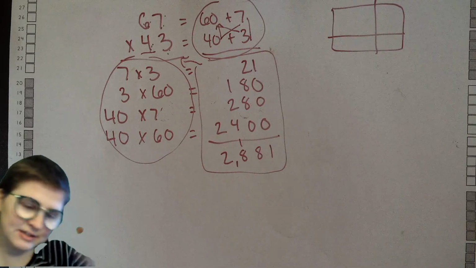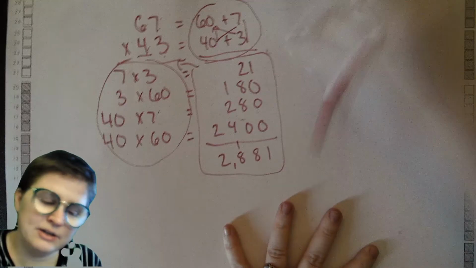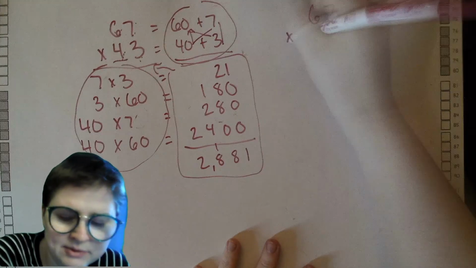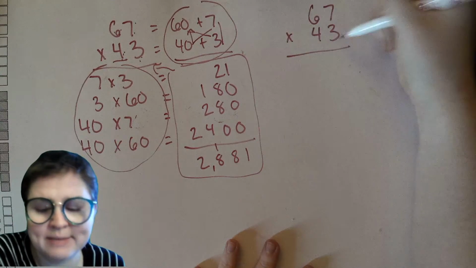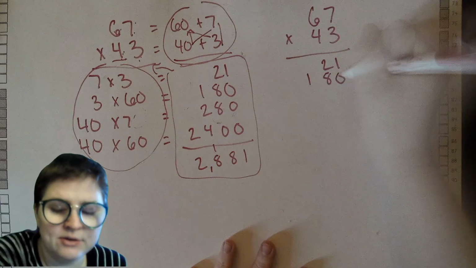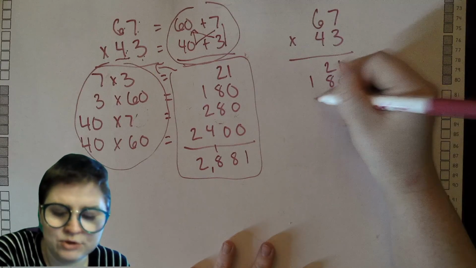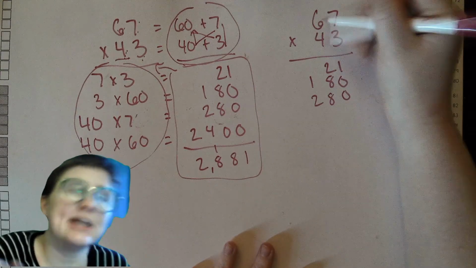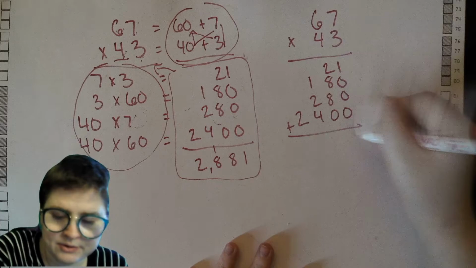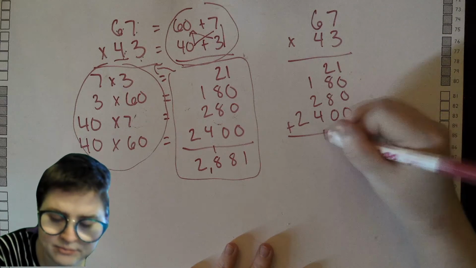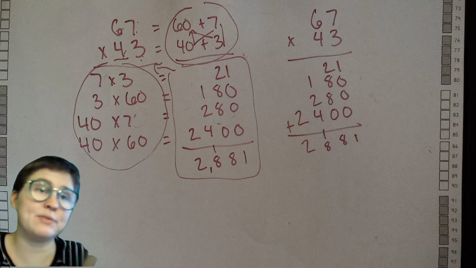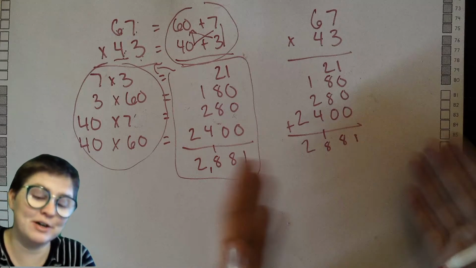So just to do it simply over here, without all this part, we'll do our 67 times 43. 3 times 7, 21. 3 times 60, 180. 40 times 7, 280. 40 times 60, 2,400. Add them up. Same thing, right? With way less space taken up. So if your paper is running out of space, this is maybe something you want to do.